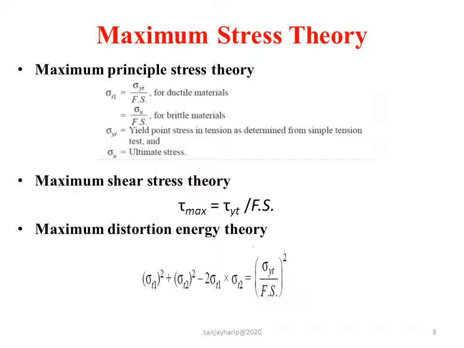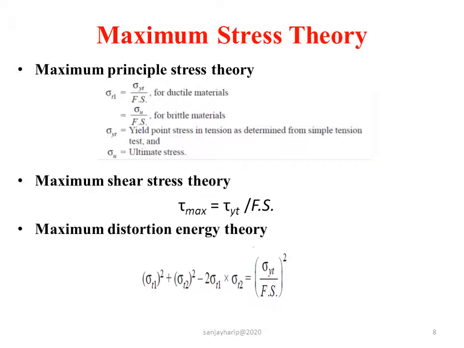The first theory, maximum principal stress theory. According to this theory, failure occurs at a point in a member when the maximum principal stress reaches its maximum value. The theory is based on failure in tension and compression, ignoring shear stress. Therefore, it is not applicable for ductile material. This theory is generally used for brittle material because brittle materials are strong in shear but weak in tension and compression.